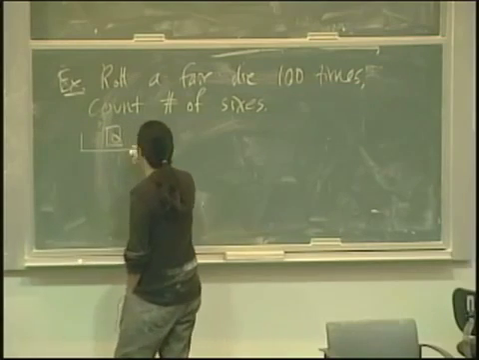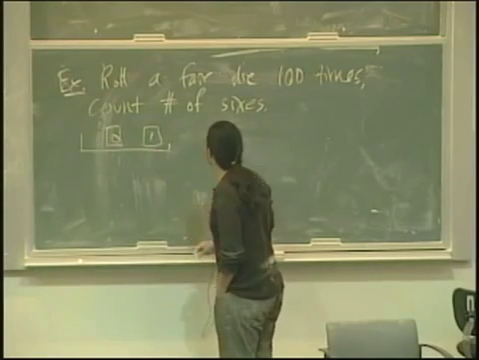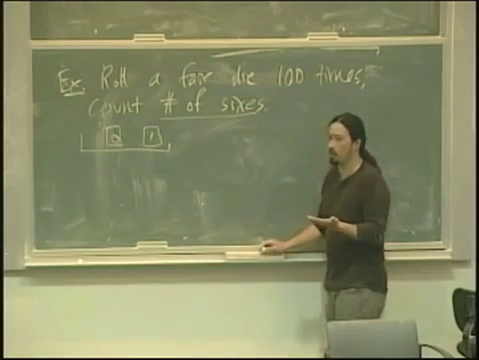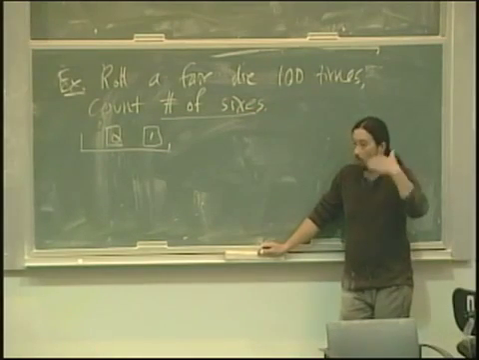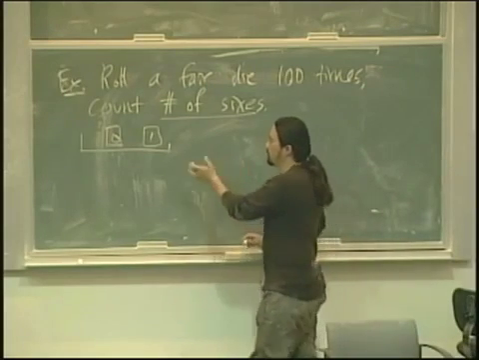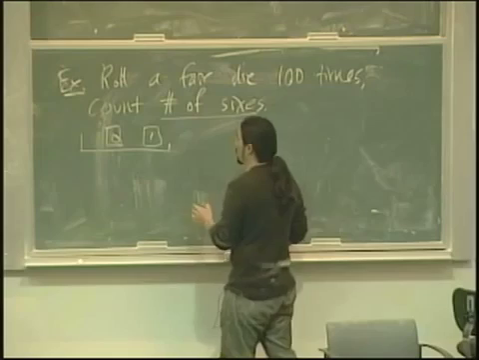Another way to think about this 0 and 1 thing is that, what could happen to the number of sixes on each die roll? Either the number of sixes goes up by 1 if I roll a 6, or it stays the same if I don't roll a 6. So that's another way to think about why I have a 1 and a 0 here.